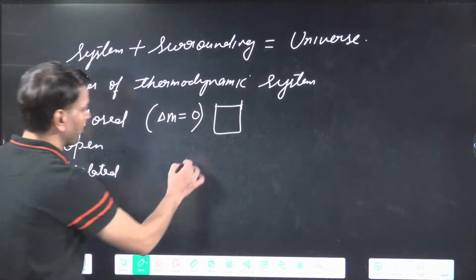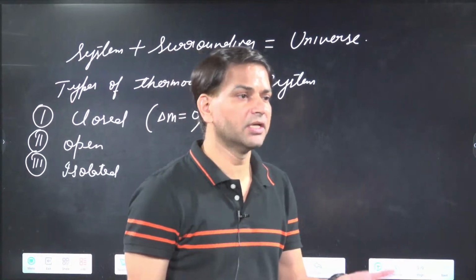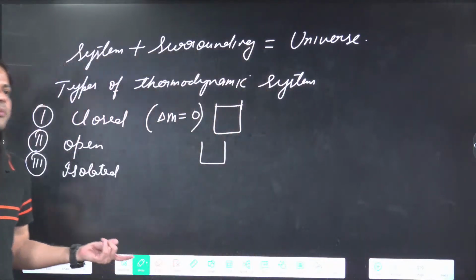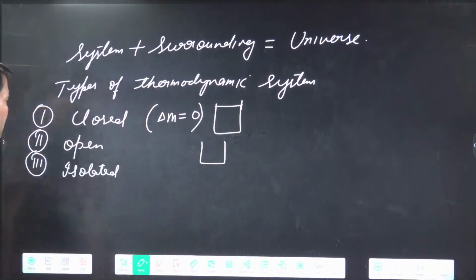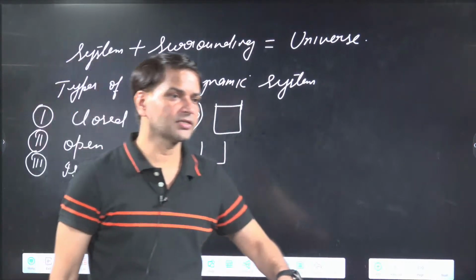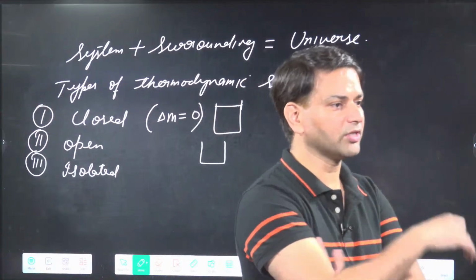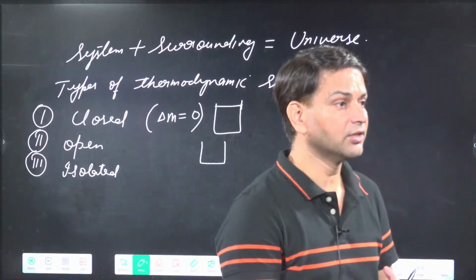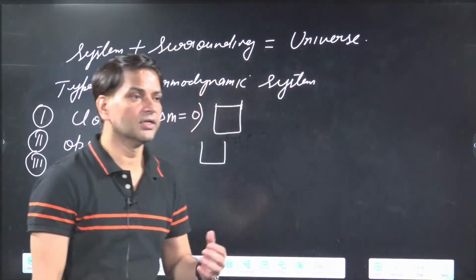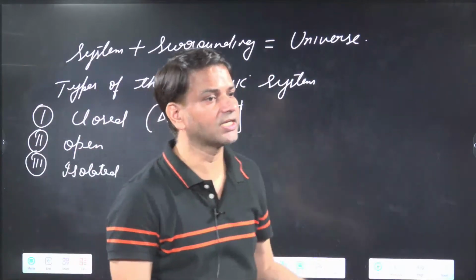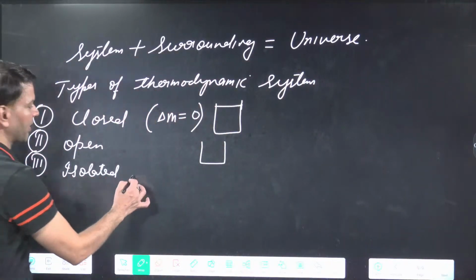Open system means what? This is an open container you can take. So mass exchange may take place as well as heat exchange. Both may exchange. Isolated system is what? Go out of the universe. When you go out of the universe, no surrounding is there. So to whom will you exchange mass or energy? No surrounding is there. So it means no heat exchange, no mass exchange. No exchange of mass and energy.